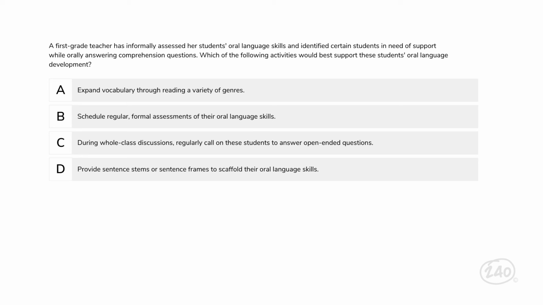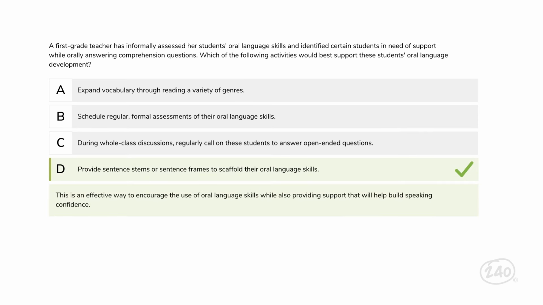Expand vocabulary through reading a variety of genres. Schedule regular, formal assessments of their oral language skills. During whole class discussions, regularly call on these students to answer open-ended questions. Provide sentence stems or sentence frames to scaffold their oral language skills. This is the correct answer. Like we talked about at the beginning of this video, using sentence stems is an effective way to encourage the use of oral language skills while also providing support that will help build speaking confidence.